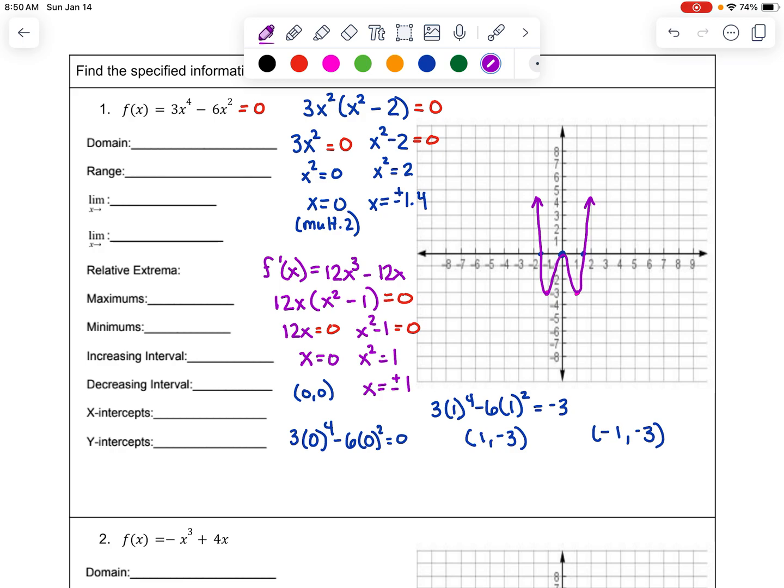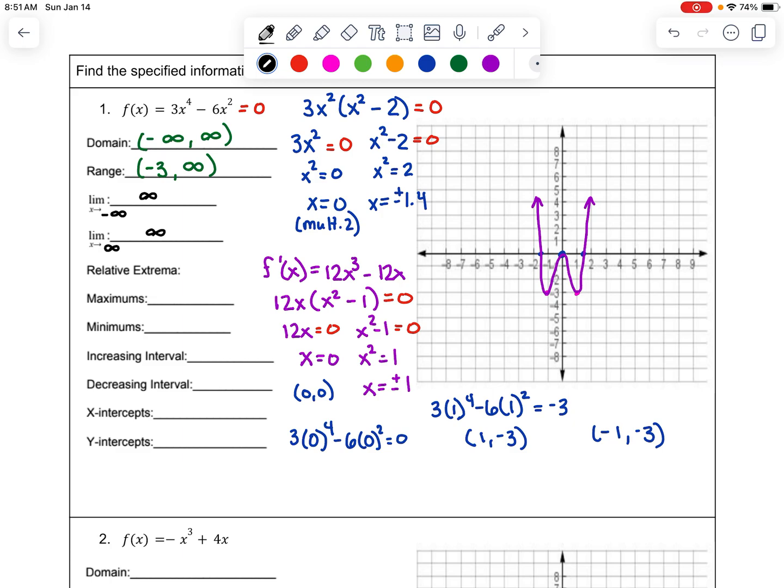So our domain, left to right, this comes from previous chapters, would be negative infinity to infinity. The range is your lowest. Your lowest point we had was negative 3 to infinity. This is your lowest or minimum. Let me rewrite that. As it approaches negative infinity, as it goes to the left, it's going to infinity. As it goes to the right, it goes to infinity. So that's your x values and your y values.